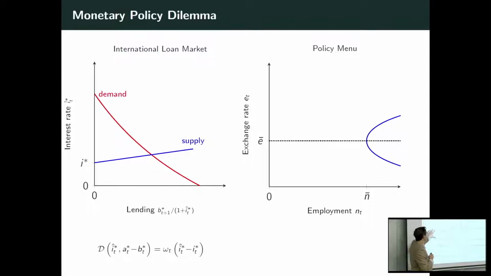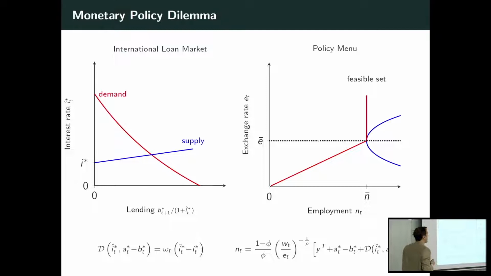You have employment on the x-axis, and you have the exchange rate on the y-axis. These are the preferences. Okay, E bar is your desired target for the exchange rate. So if you have an exchange rate that is above the target, this indifference curve becomes upward sloping, and then it becomes downward sloping when the exchange rate falls below the target. These are the preferences, and this is the policy menu.